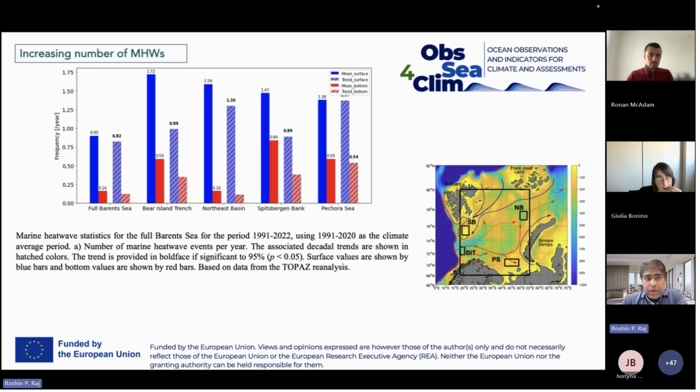What we also found was an increasing number of marine heat waves, both at the surface and the bottom, in the entire Barents Sea as well as in different regions of the Barents Sea. In the figure, the trends are in the hashed panels, with the surface and the bottom indicated by blue and red. So irrespective of the region, the marine heat waves in the Barents Sea are increasing. The frequency of the marine heat waves is increasing.